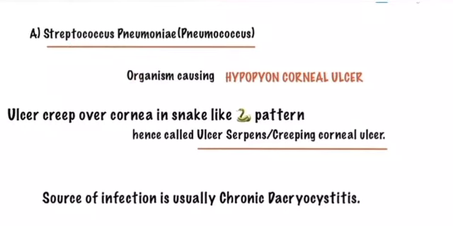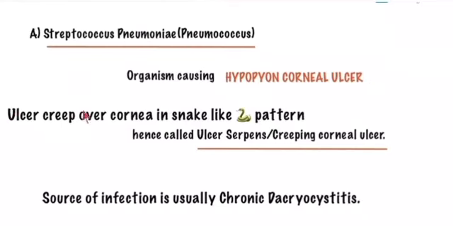There are other bacteria which can cause Hypopyon, but the term Hypopyon corneal ulcer is mainly linked to Streptococcus pneumoniae, that is pneumococcus. Again, there are other bacteria which can cause Hypopyon, but if there is a multiple choice question asking which organism is linked to Hypopyon corneal ulcer, the answer is always pneumococcus.